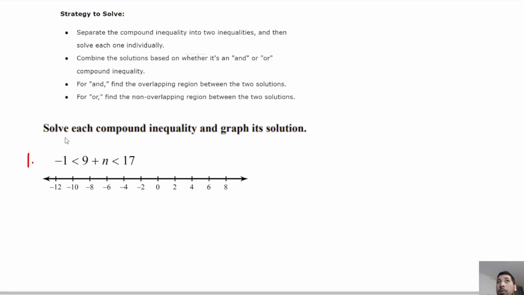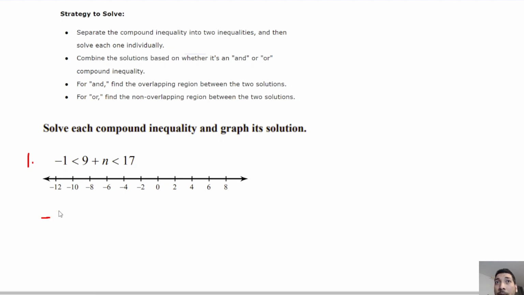Okay, so here the problem statement says that solve each compound inequality and graph its solution. So here we have these strategies to solve. So the first problem is negative 1 less than 9 plus n less than 17. And here we have the number line to graph the inequality. So the first step is we separate the compound inequality into two inequalities. So let's try to separate this.